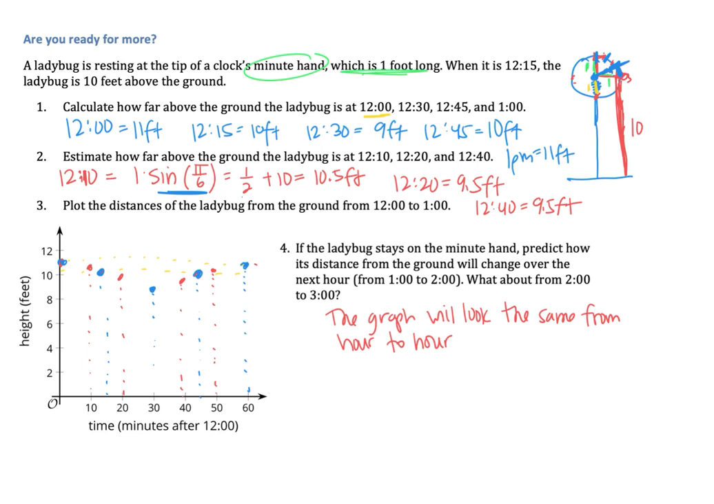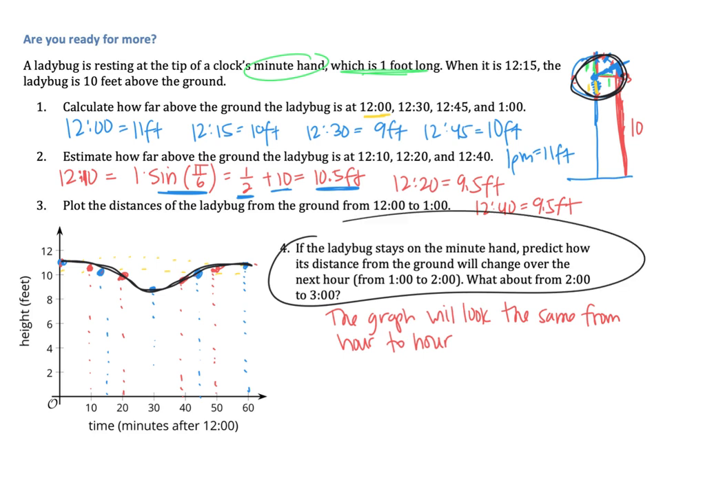So sine of pi over 6 is 1/2. So I add that 1/2 onto the 10. So I get exactly 10.5. So here at 12:10, it was 10.5. Then it's 9.5. Then it's 9.5. Then it's 10.5. So again, if the ladybug stayed on there, this would be a continuous motion. It would be like this, and they would all be connected. If the ladybug stayed on and went around and around and around, this would be the motion.